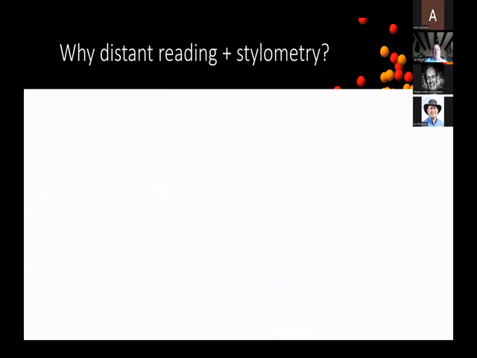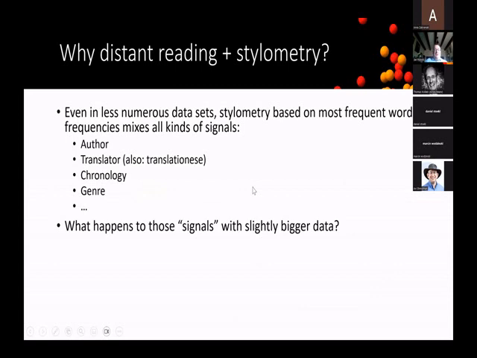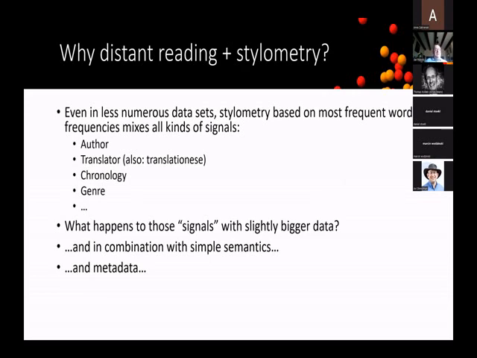Fine. So now, remember I promised you to combine the microscope with the telescope. So now let's try to put together distant reading and stylometry, and try to see what happens when we combine the two methods and use stylometry, but also simple semantics and metadata analysis together with stylometry.